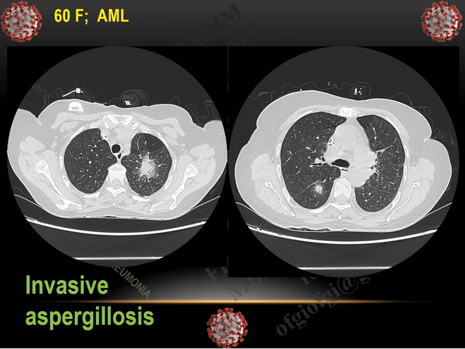Now, this is an example case: a female patient, 60 years old, with acute myeloid leukemia. The CT shows multiple pulmonary nodules with CT halo sign at the superior segment of the right lower lobe and at the upper segment of the left upper lobe, and was diagnosed as invasive aspergillosis. This is the CT halo.